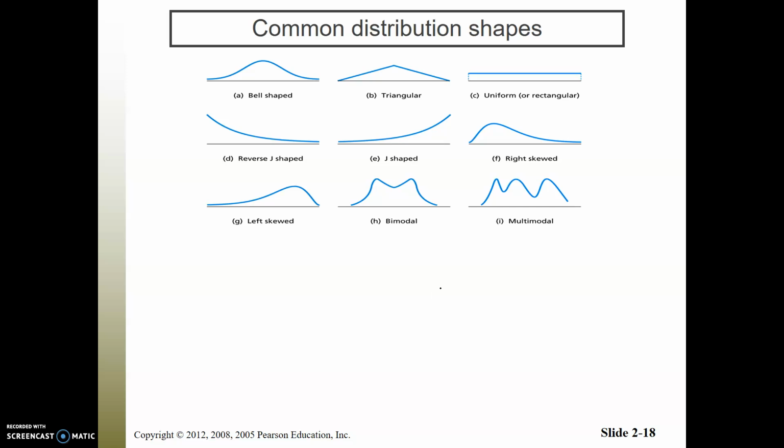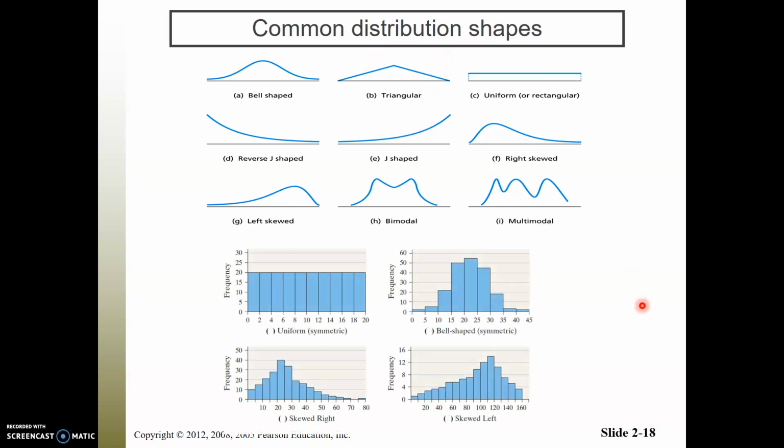But remember that underneath these shapes, we have the histograms, right? These shapes are coming from the histogram. Underneath these smooth curves, we have the histogram. For example, look at this one. This is a uniform. Why? Because the shape doesn't change. Now look at this one.